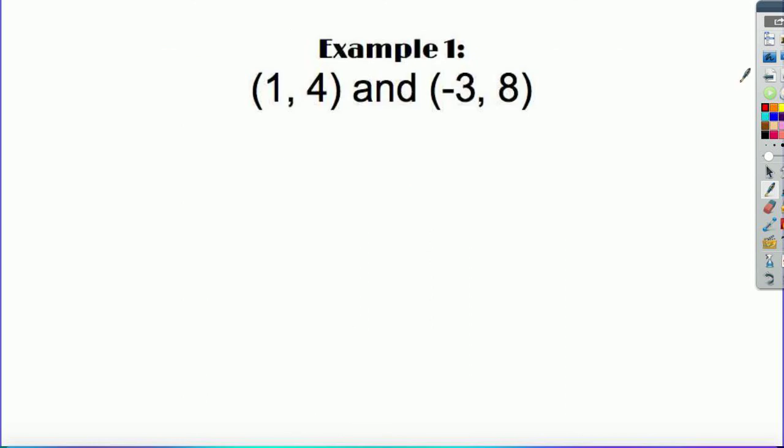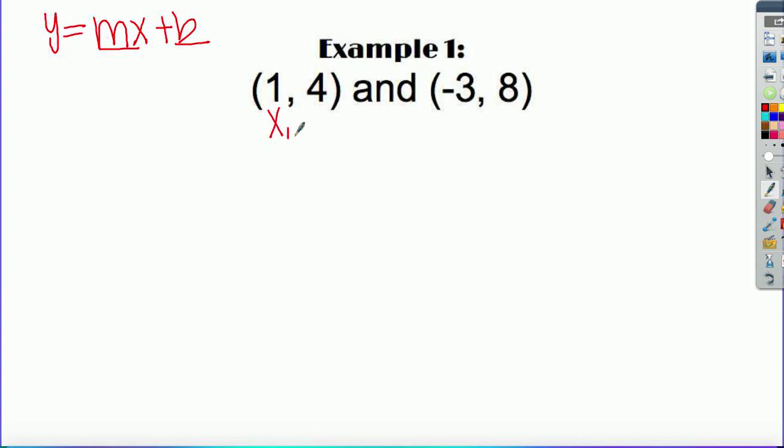Our first example is the 2 points (1, 4) and (-3, 8). Our goal is to write an equation of the line that these 2 points fall on. So we know we're trying to do slope-intercept form. So we need a slope and a y-intercept. So we're going to find slope first.